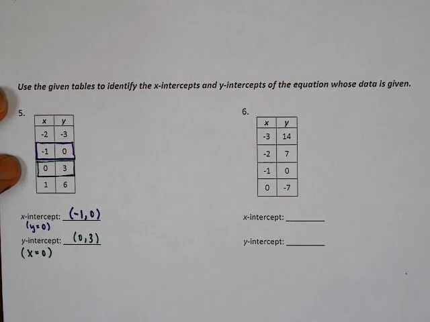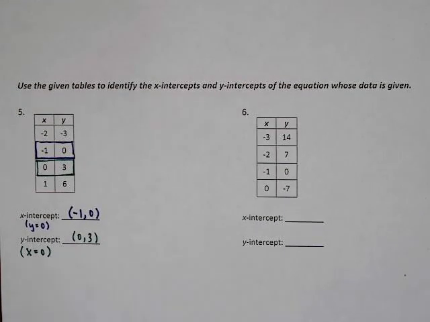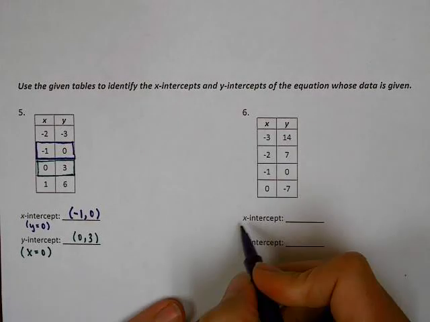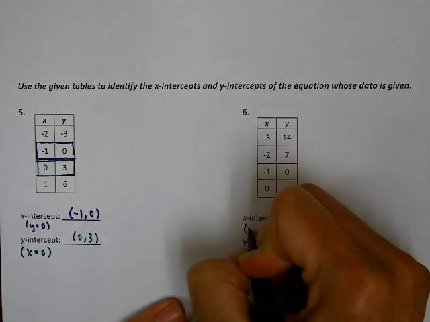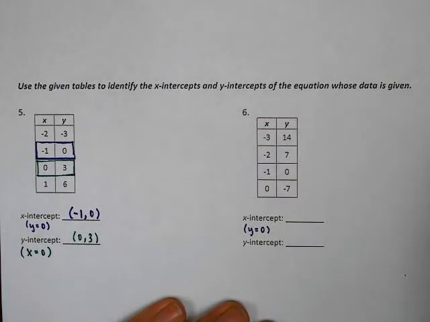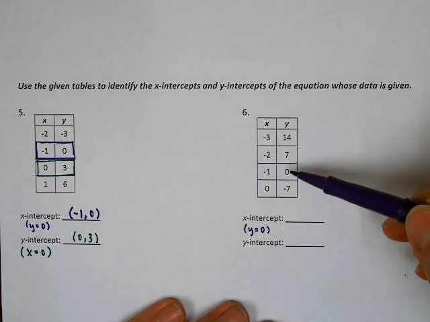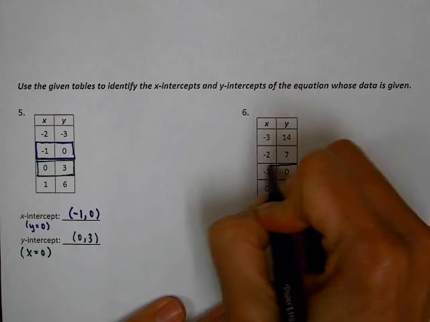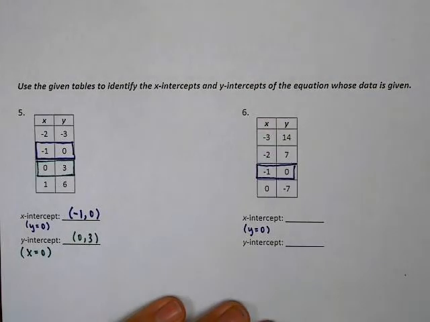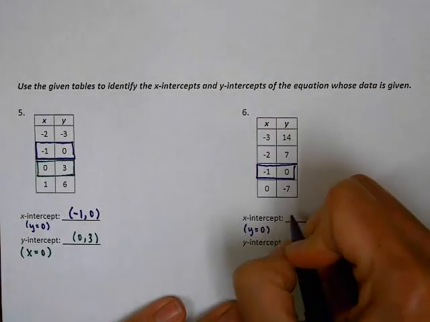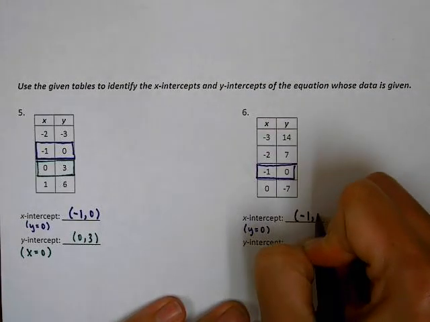We'll go ahead and do this last one in the table. Again, I think it's helpful to write this down to remind yourself. The x-intercept is where y is equal to 0. So I'm going to look in the y column of my table. I find that y is 0 here, and it just so happens that the x-intercept is still the ordered pair -1, 0.